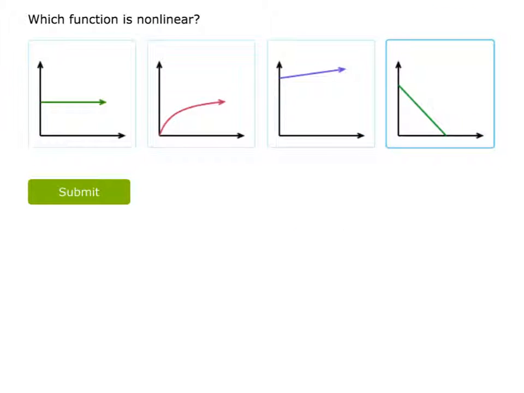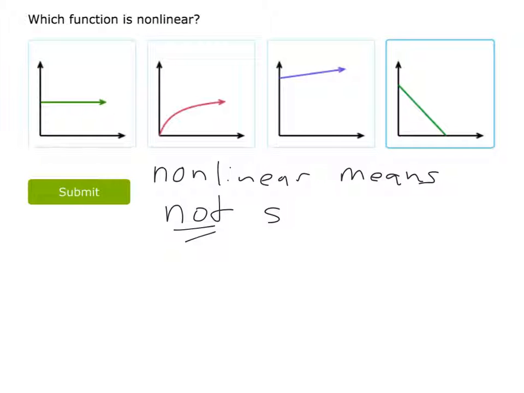Next, which function is nonlinear? So we're taking a look right here. Which function is nonlinear? All right, so going back to our definitions, nonlinear means not straight. Okay, nonlinear means not straight. So we're going to look for a line that is actually crooked in this case.